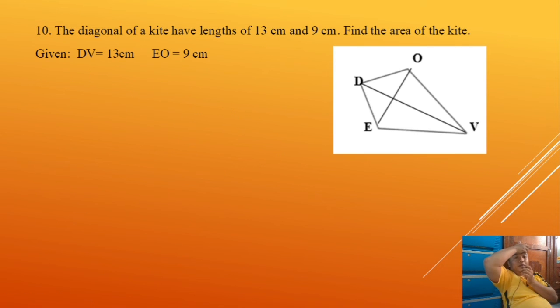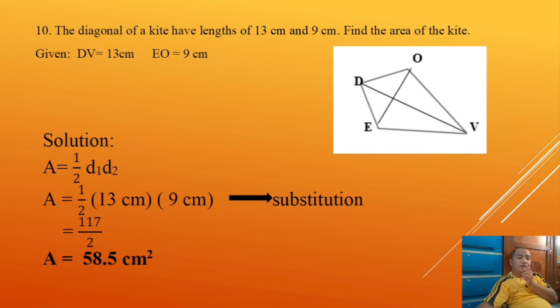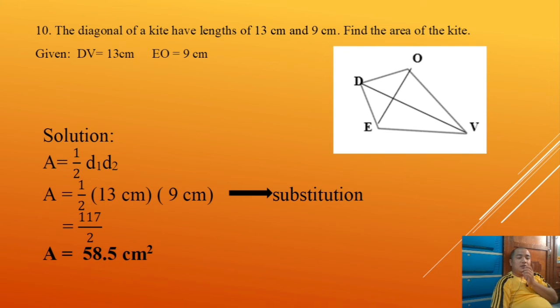Number 10, the diagonals of a kite have lengths 13 and 9. Find the area of the kite. That's very easy. To find the area of the kite, just multiply the two diagonals divided by 2. Area is equal to 1/2 times the product of the two diagonals. 13 times 9 is 117 divided by 2. 58.5 centimeters squared is the area of the kite.